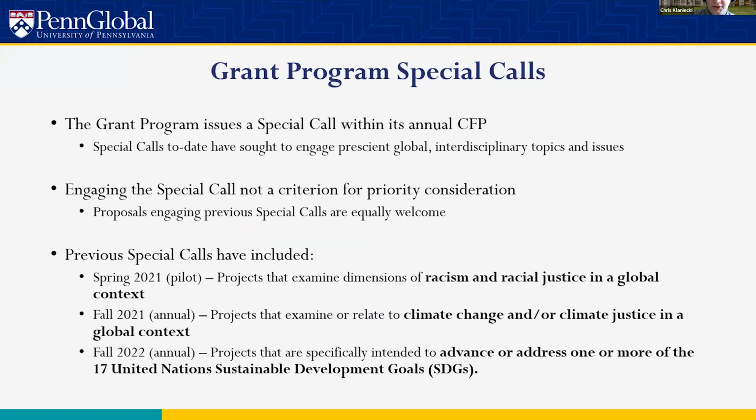And just as a brief example, in spring 2021, we piloted the special calls for projects that examine dimensions of racism and racial justice in the global context. We launched 6 projects into that call. We made it institutionalized in the fall of 2021 with a call for climate change and climate justice projects in a global context, launched 8 of those. And then most recently, our call was for projects that intend to advance or address one or more of the 17 UN SDGs. And I am pleased to report that 19 of our 19 selected projects are engaging one or more of the SDGs.